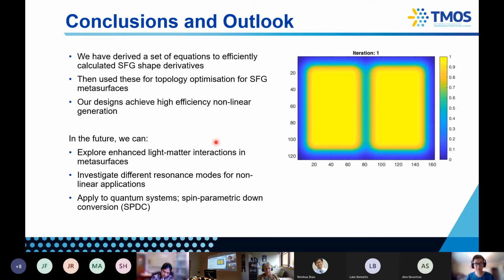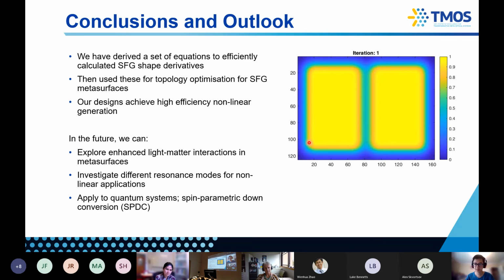So in conclusion, we have derived a set of equations to efficiently calculate SFG shape derivatives. And then we have used these to generate metasurfaces with high efficiencies in the nonlinear regime. And in the future, we hope to explore further light-matter interactions, and this could be applied to quantum systems with certain applications to spontaneous parametric downconversion.